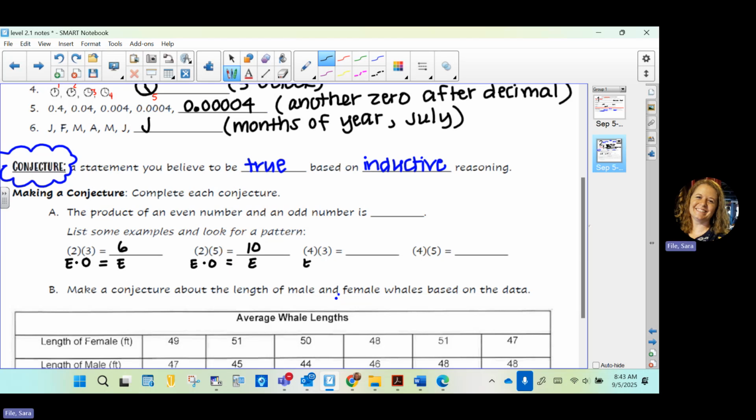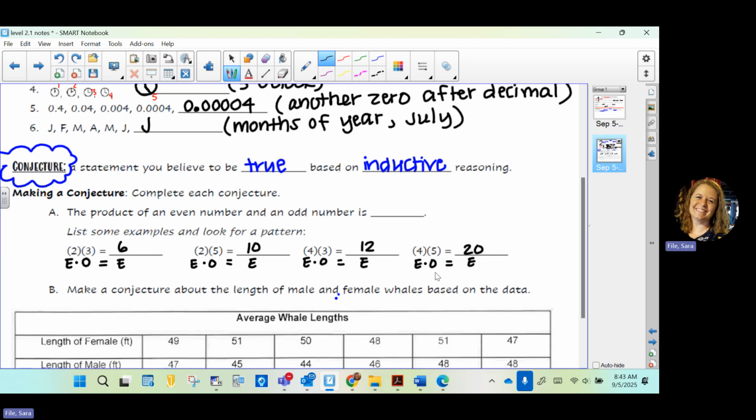Okay, 4 is even, 3 is odd. What's 4 times 3? 12, and that is an even number, right? Okay, 4 times 5, that's an even times an odd again. Okay, 4 times 5 is 20. That is also even. So what is the pattern you recognize down here looking at these examples? Even times odd equals an even number.